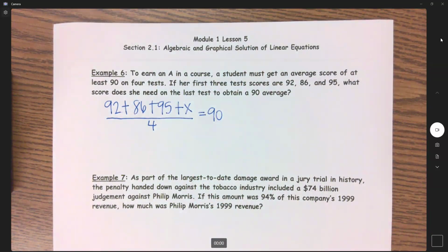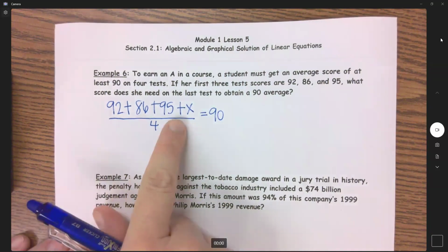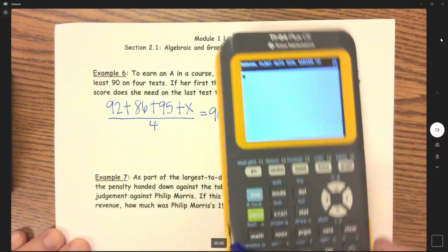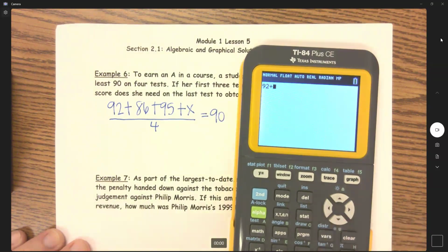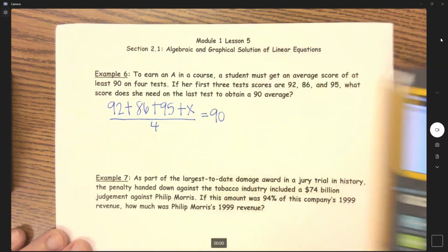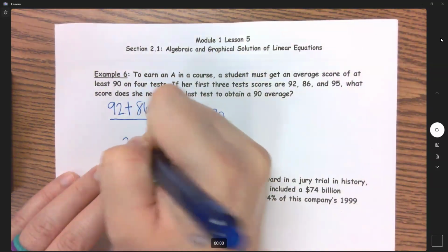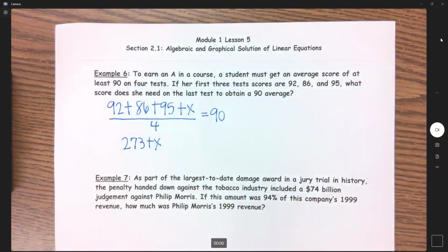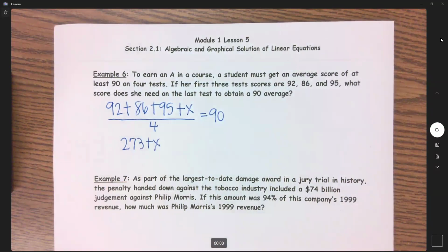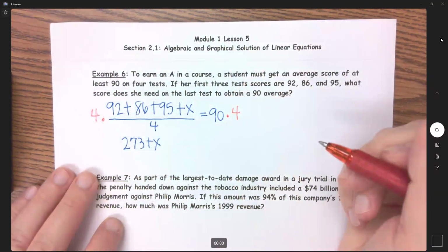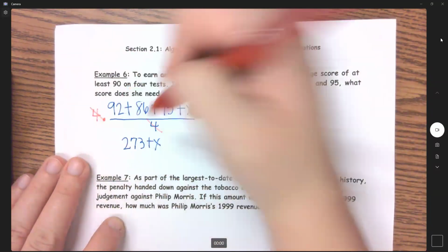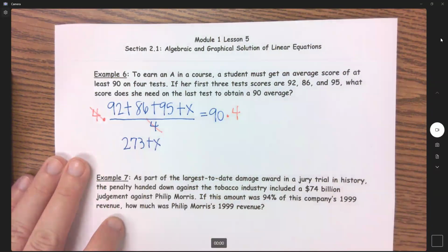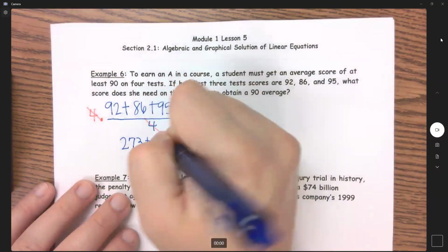I'm going to do 2 things all at once on this step here. First, I'm going to combine my like terms in this top one. So 92 plus 86 plus 95 is going to give me 273. So I've got 273 plus X. I also want to get rid of this 4 in this step as well. So if everything is getting divided by 4, the opposite of division is multiplication. So we will multiply both sides by 4. These 4s cancel because 4 divided by 4 is 1. And then on this side here, we're going to get 360.